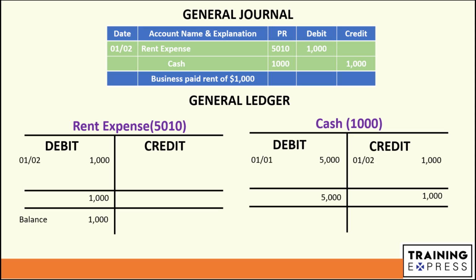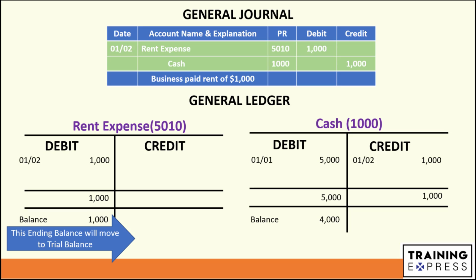Now we can calculate the balance, or difference, between the debit and credit side, and you can see that we have got a debit balance of $4,000. Before we finish discussing this transaction, we have to remember one thing: there will not be any rent expense transaction after this particular transaction. So we will treat it as the ending balance of the rent expense account. Because this is an ending balance, it will now move to the trial balance.